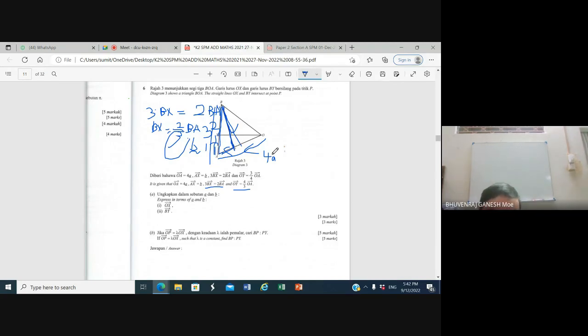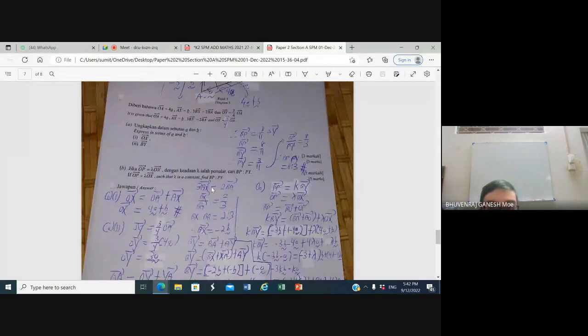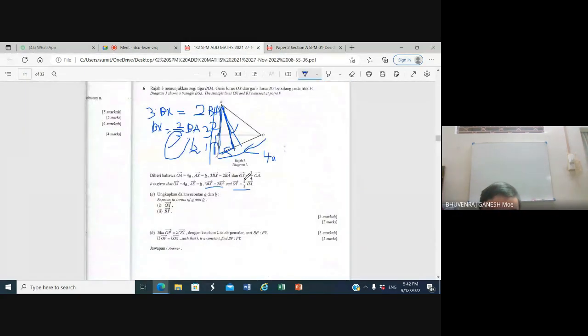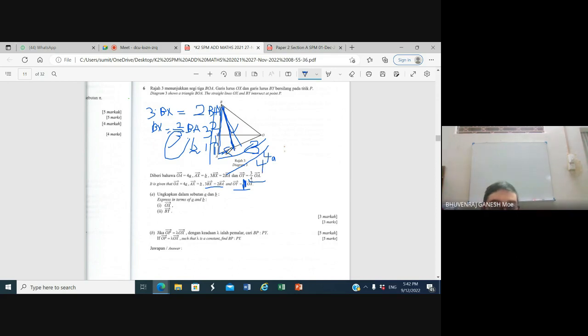And then the other info here, OY is 4/3 OA. So let me see, OY is 4. Oh, this one got a mistake. It's 3/4 actually. Follow the BM here, 3/4 OA. Means OY takes up 3 parts and OA takes up 4 parts. YA is 1 part. Correct. So from there, you can substitute.